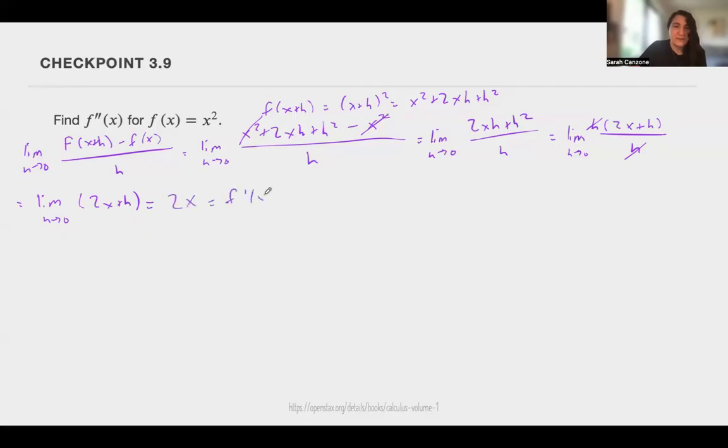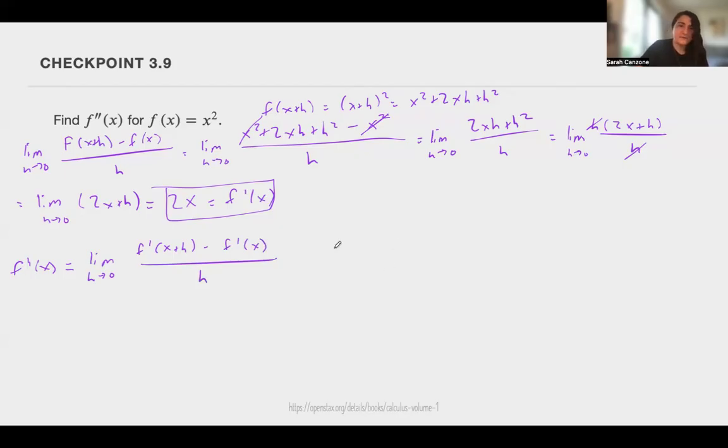This is f prime of x. All right, but we're not looking for f prime, we're looking for f double prime. So to get the second derivative, it is just the derivative of the first derivative. So f double prime of x equals the derivative of this, which is the limit as h approaches 0 of, we'll say, f prime of x plus h minus f prime of x all over h.